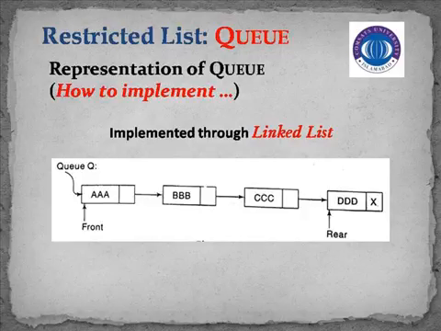Dear viewers, the linked list representation of the dynamic queue is depicted in this slide, where the front points to the contents AAA in the linked list node and the rear points to the contents DD of the linked list node that has a null value in its link field, indicating the general or simple queue structure.